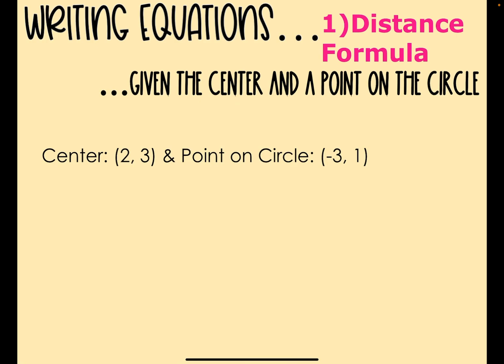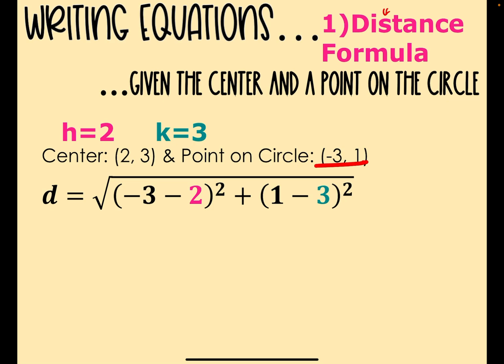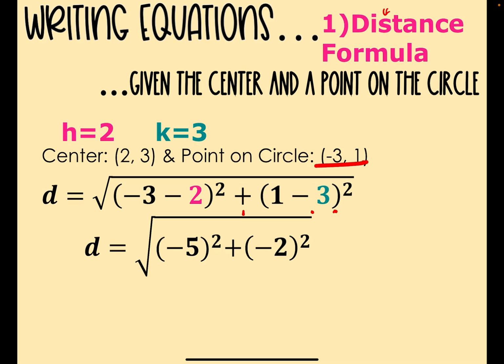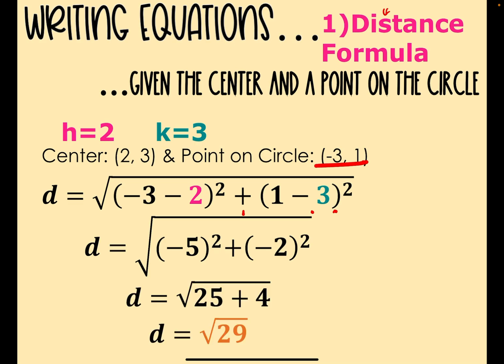There are two ways. The first way is to use the distance formula from the center and this point right here. Remember that the distance formula is the square root of x2 minus x1 squared plus y2 minus y1 squared. Do PEMDAS, find your distance. Remember, any number squared is just going to be a positive number. And you get that the square root of 29 is the length of that radius.